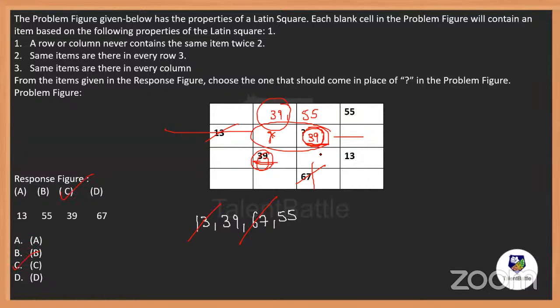So I hope all of you understood this kind of questions, how they will be and how you can solve it. So let's move forward then. We'll see a few more models. Correct. 39 is correct. The next model that they have focused on is number series.